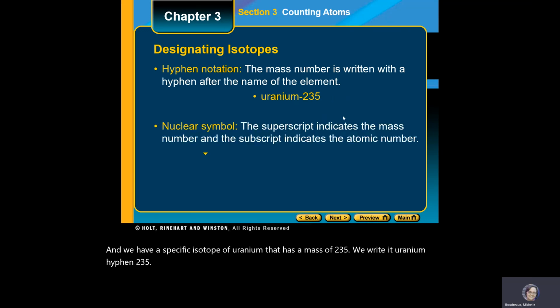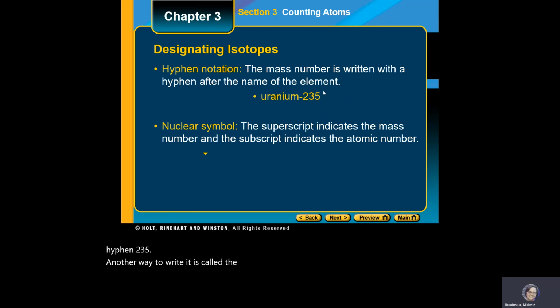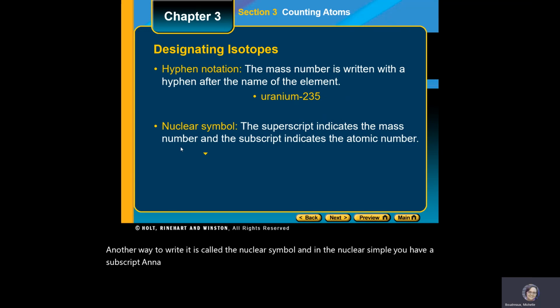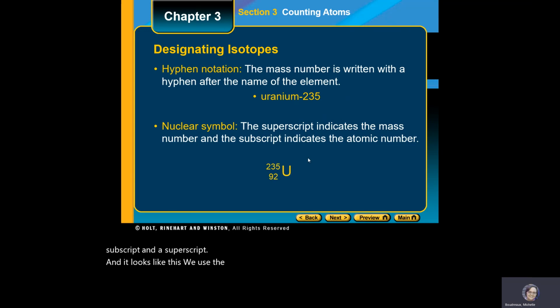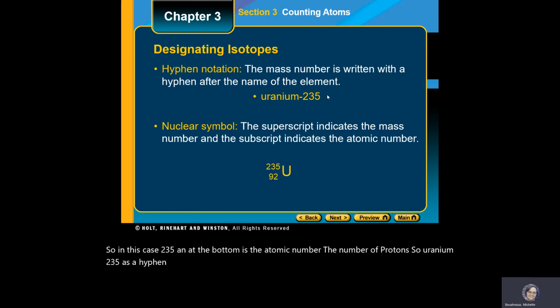Another way to write it is called the nuclear symbol. And in the nuclear symbol, you have a subscript and a superscript. And it looks like this. We use the symbol U for uranium. At the top, the superscript is the mass number. So in this case, 235. And at the bottom is the atomic number, the number of protons. So uranium-235 as a hyphen symbol is written as a nuclear symbol as seen at the bottom.